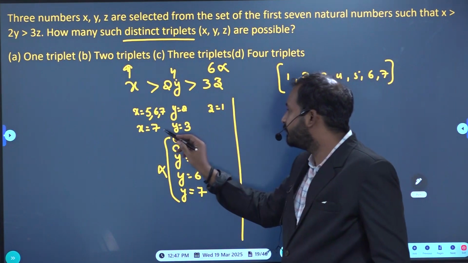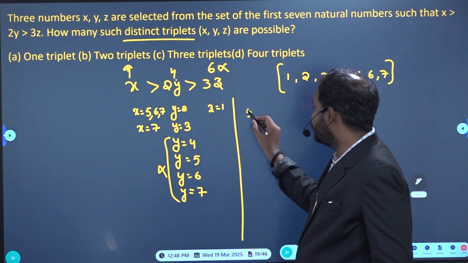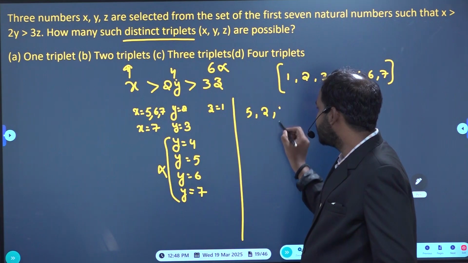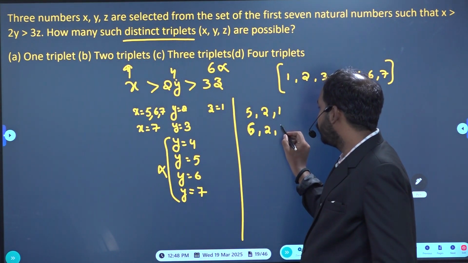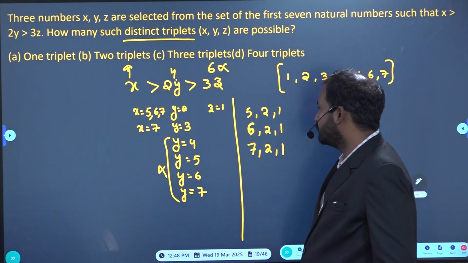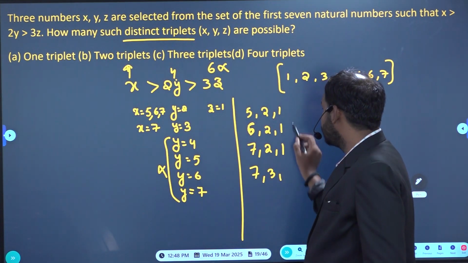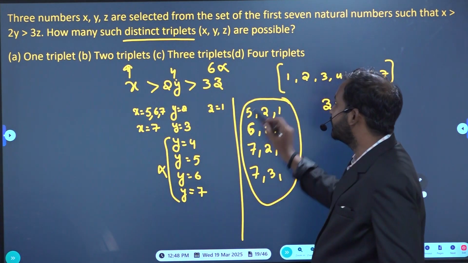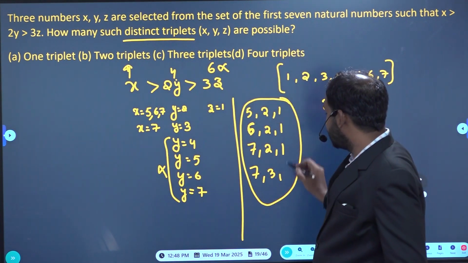So what are the possible pairs do I have here? X as 5, y as 2, z as 1. 6, 2, 1. Distinct pairs. Next 7, 2, 1. Right? This is one pair. Next what I have? 7, 3, 1. So overall how many distinct pairs I can have here? 4. So total 4 triplets I can have here.